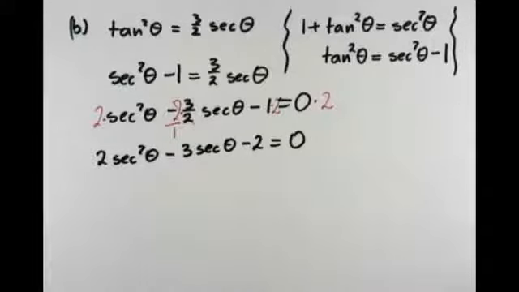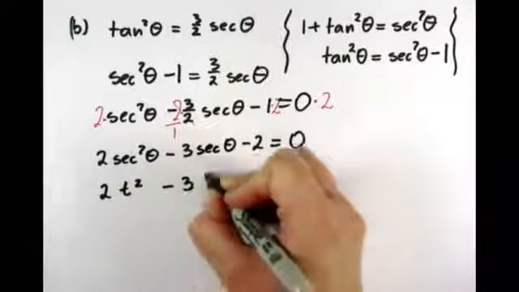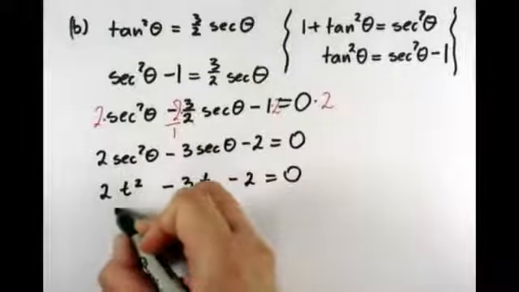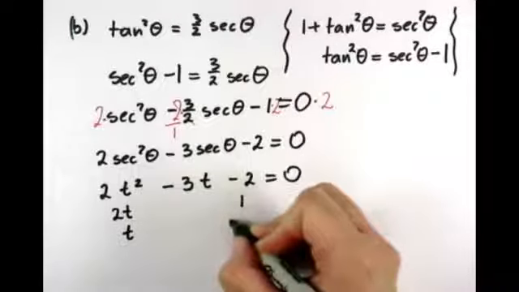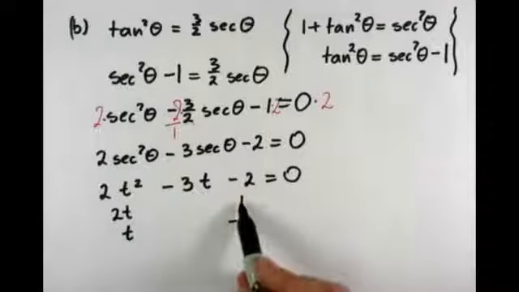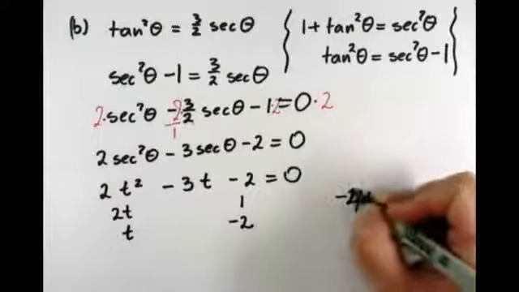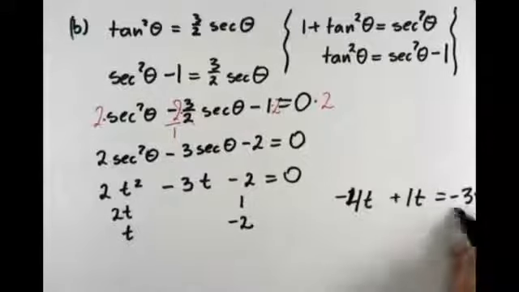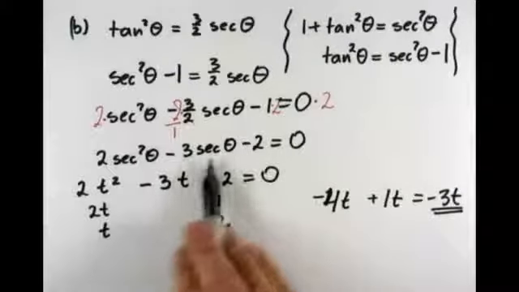And now as before, I treat secant theta as my t. So I have 2t squared minus 3t minus 2 equal to 0. We need to factor this quadratic equation. So this part can be factored as 2t and t, and minus 2 can be factored as 1 and minus 2. Then check when you cross multiply if that matches your middle term. So 2 times minus 2 gives me minus 4t, and 1 times t gives me plus 1t. So that gives me minus 3t, which does match the middle term minus 3t.